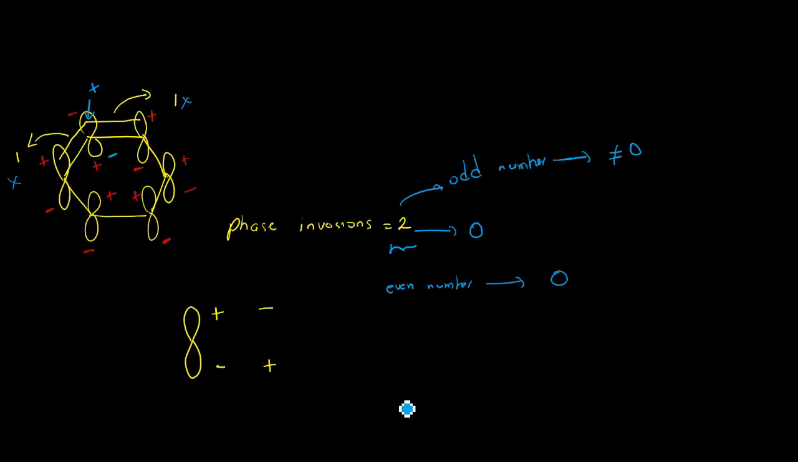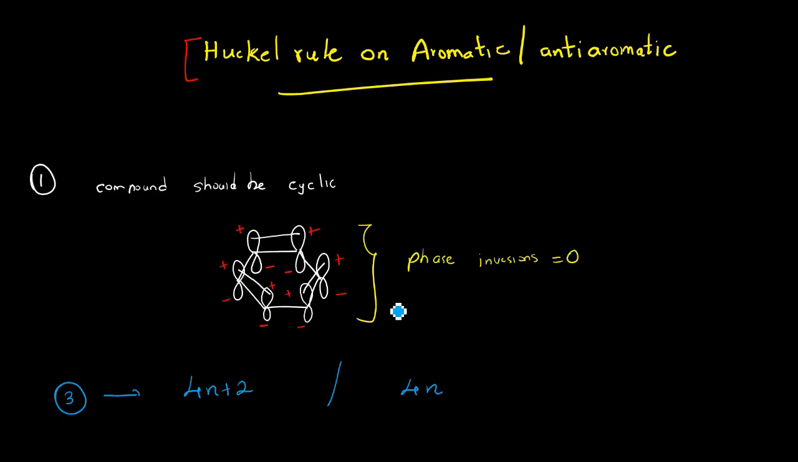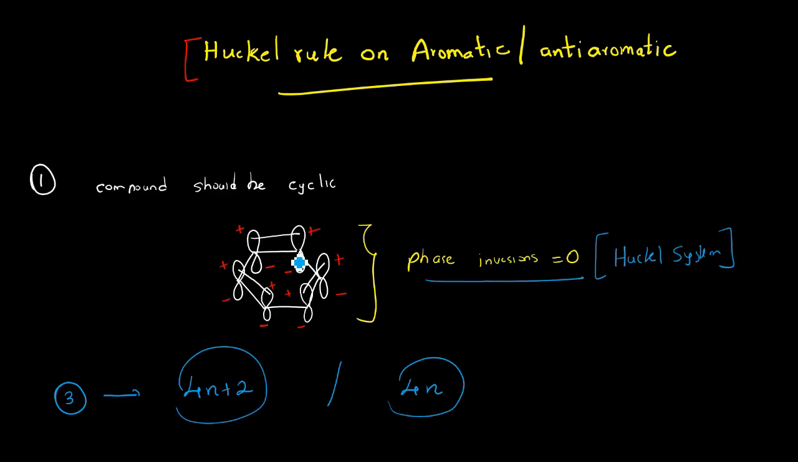Let's do an example, right? So in this case, you can see our phase inversions are 0, which means it's a Huckel system. So this is a Huckel system. So now what's the next step? You need to see whether our pi electrons satisfy this rule or this rule. So let's calculate our pi electrons.